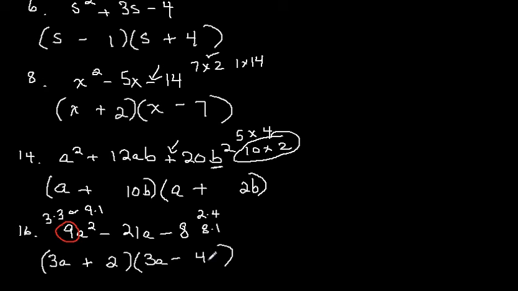Now, you can't just walk away and say, okay, I got it. You have to check your outer and inner and make sure you get your middle term. So if I do my outer, I get negative 12a, and if I do my inner, I'm going to get 6a. Can that in any way give me 21? No, it can't.